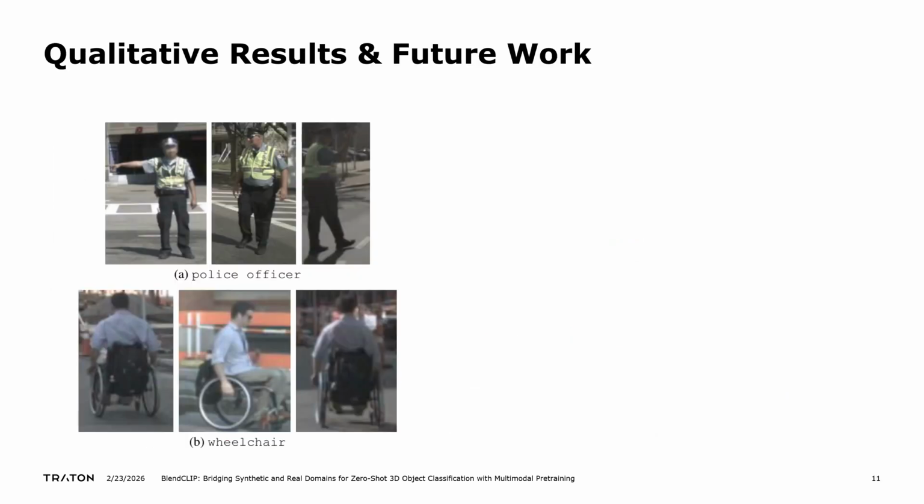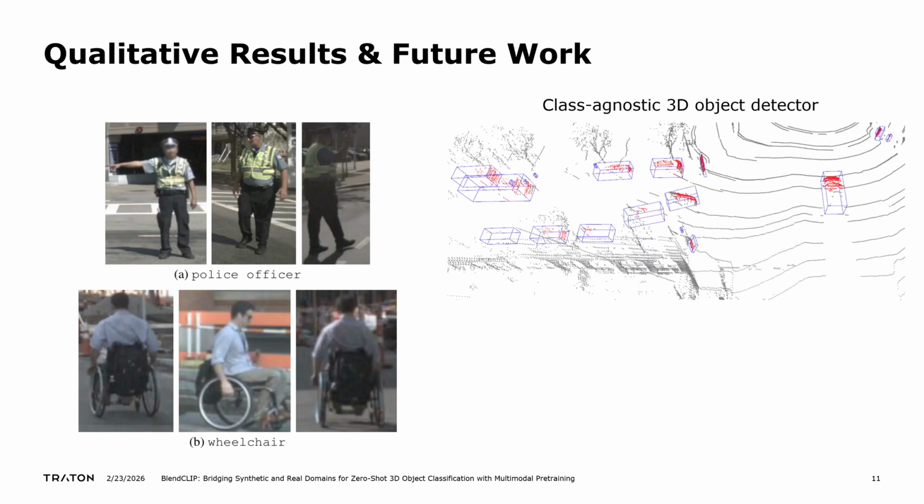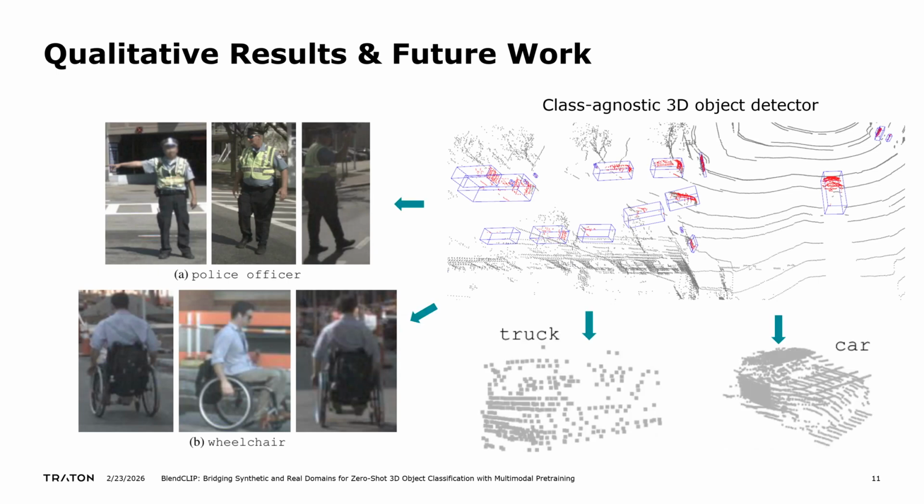For qualitative results, our method can retrieve fine-grained attributes of objects, such as a pedestrian is a police officer or is in a wheelchair, which might be useful for the system to modify its behavior during, for example, driving scenarios. And in the future, we could imagine pairing this with a class-agnostic 3D object detector with our method to obtain granular semantic information of these object proposals. As such, for example, we have the truck, a car, we can even tell apart what kind of truck it is, what kind of vehicle it is, what kind of pedestrian it is.